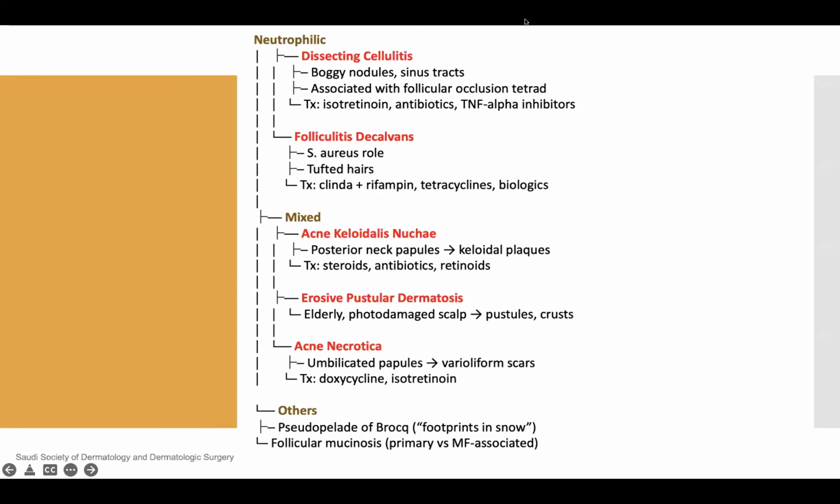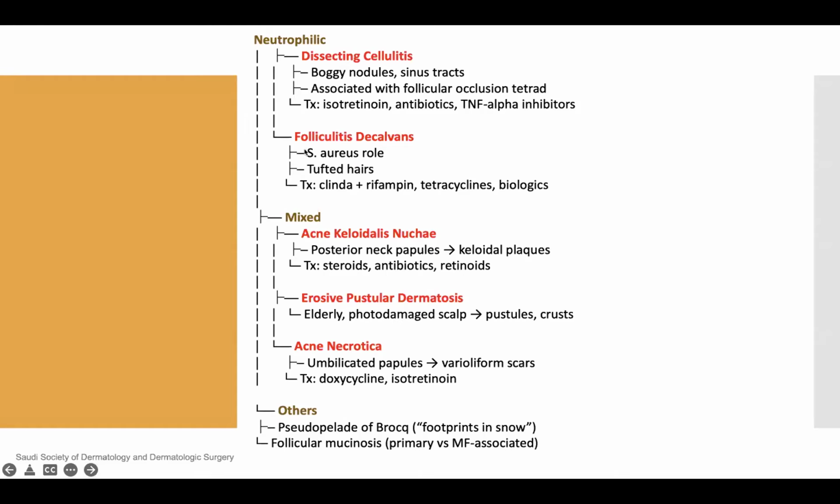Neutrophilic types: we have dissecting cellulitis of the scalp and folliculitis decalvans. Dissecting cellulitis presents with boggy nodules, as you remember, which then rapidly convert into sinus tracts, associated with the follicular occlusion tetrad: acne conglobata, pilonidal sinus, and HS. Treatment would be isotretinoin, antibiotic, TNF-alpha inhibitor.